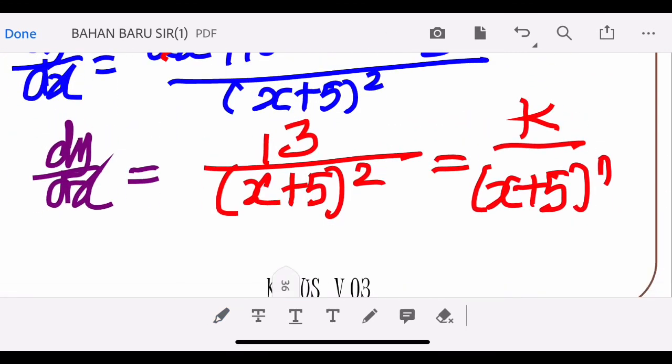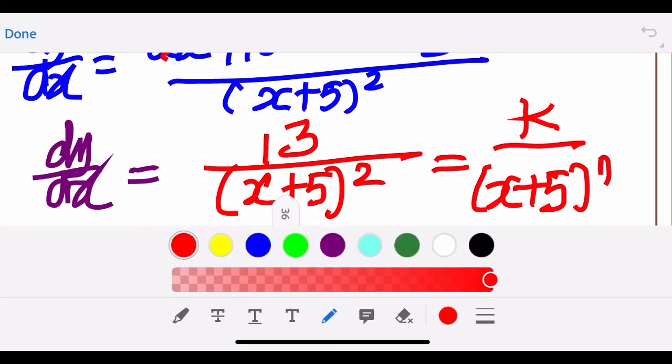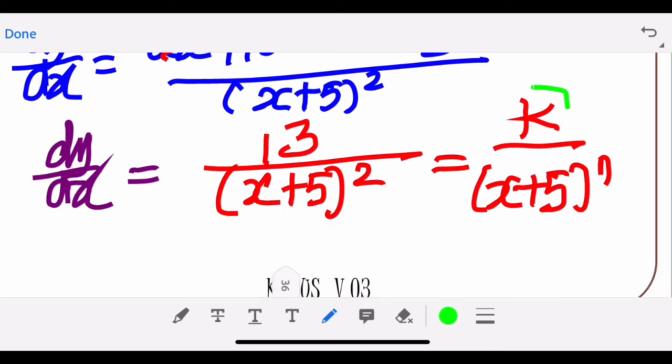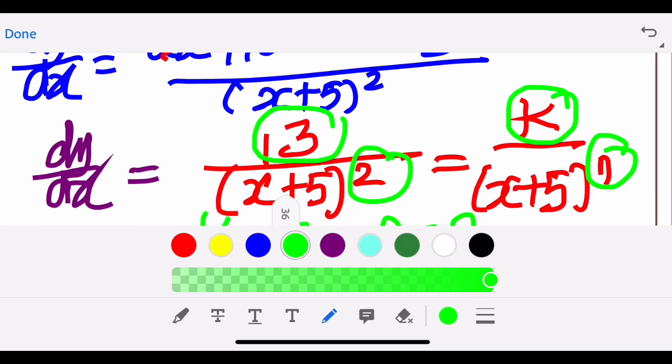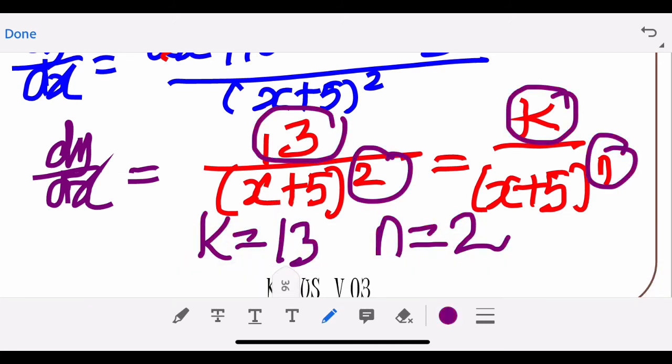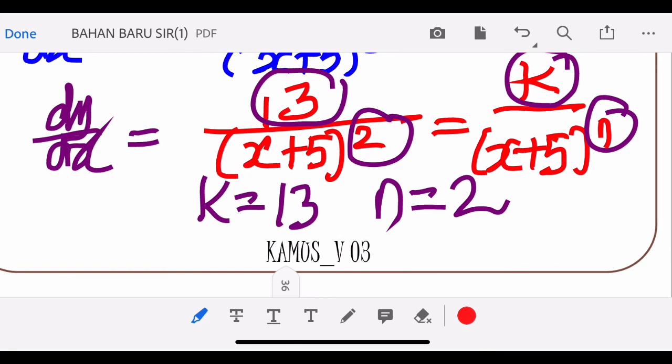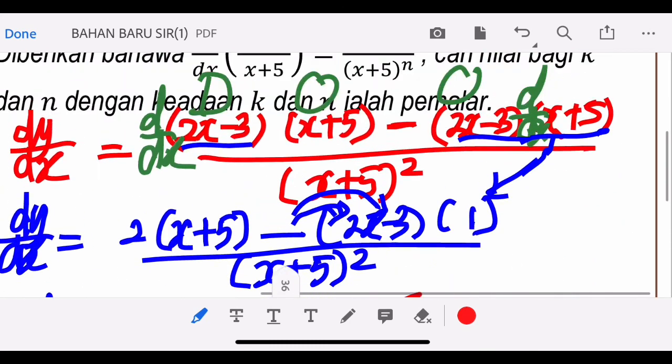So what you need to do is you just do comparison. So we highlight, k is what? k is 13. Okay, then what is n? n is 2. Follow the position, exactly the position, no negative, okay? Because you are actually following the position. So k is 13, n is 2. That's how you solve it, alright?